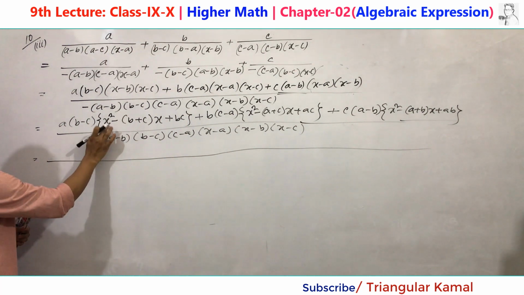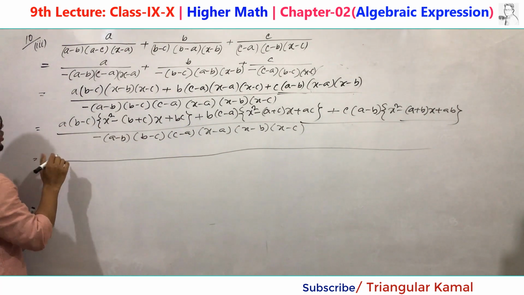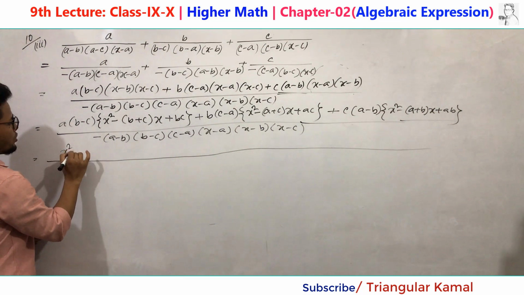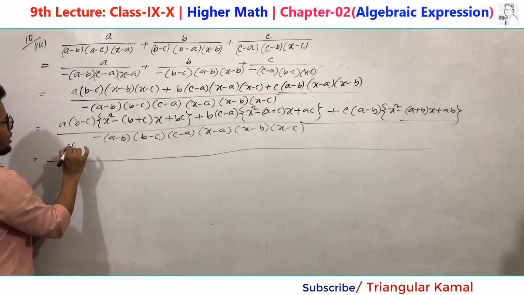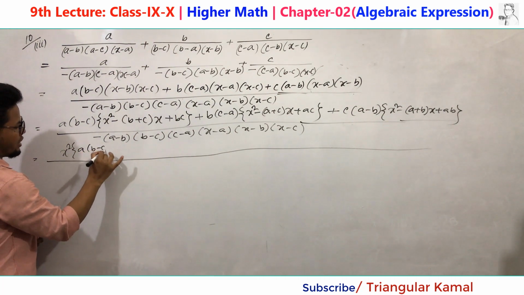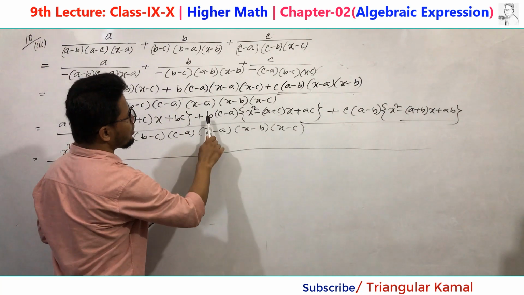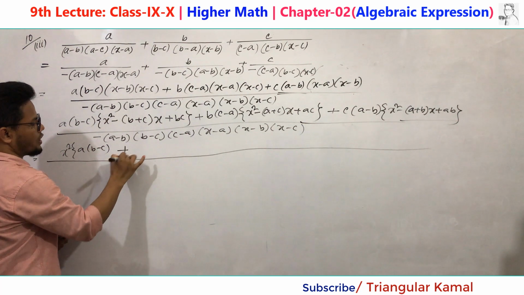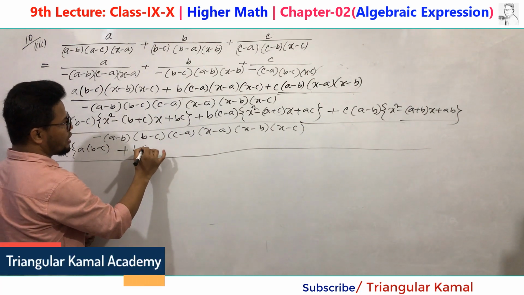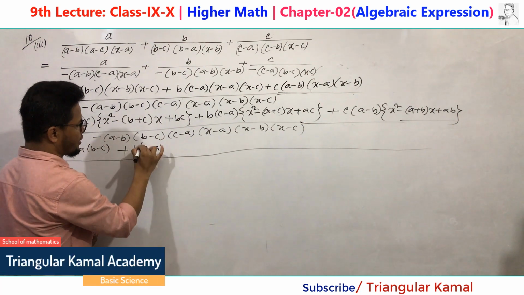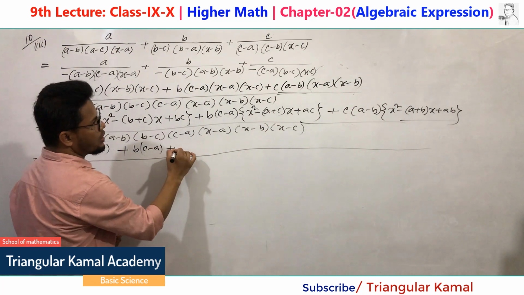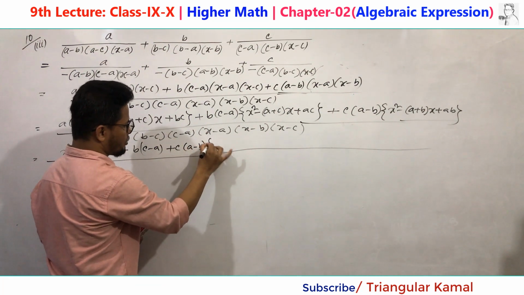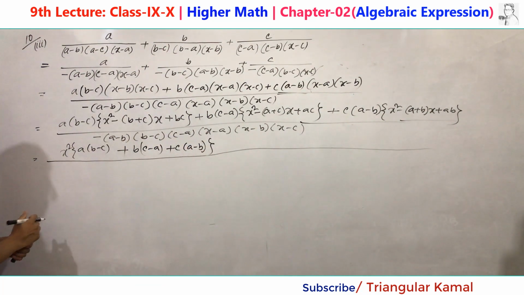Okay, give attention here. X square multiplies with this one. We will get X square multiplied by A multiplied by B minus C, and here X square multiplied by B multiplied by C minus A. Then taking X square common, finally we will get B multiplied by C minus A. And finally the third one, taking X square common, will be C multiplied by A minus B. So these are all the X square parts.